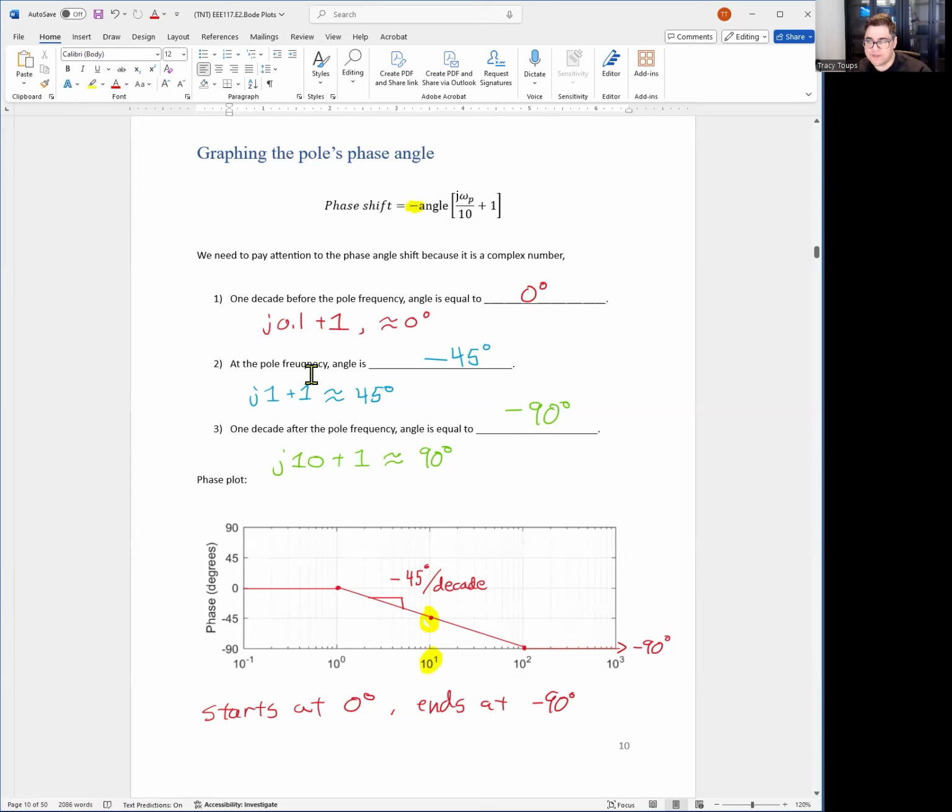Now, at the pole frequency of 10, we're going to plug in J 10 over 10 plus 1. So inside this bracket is going to be J1 plus 1. And I ask, what's the angle of J1 plus 1? You do your calculator, but it's 45 degrees.